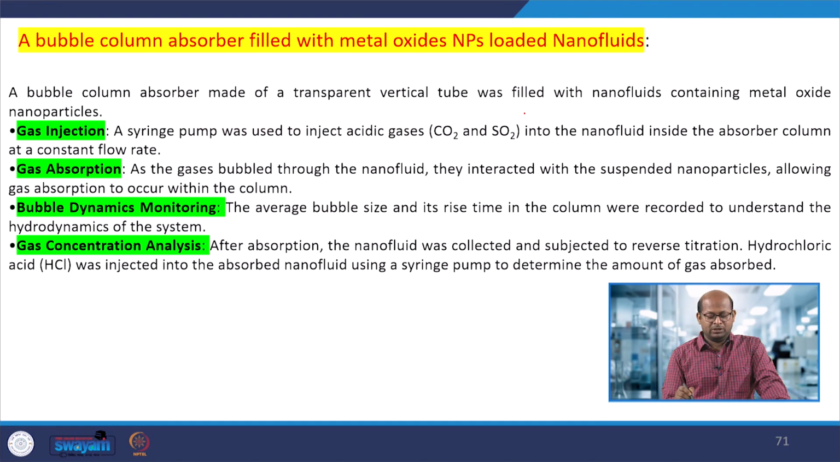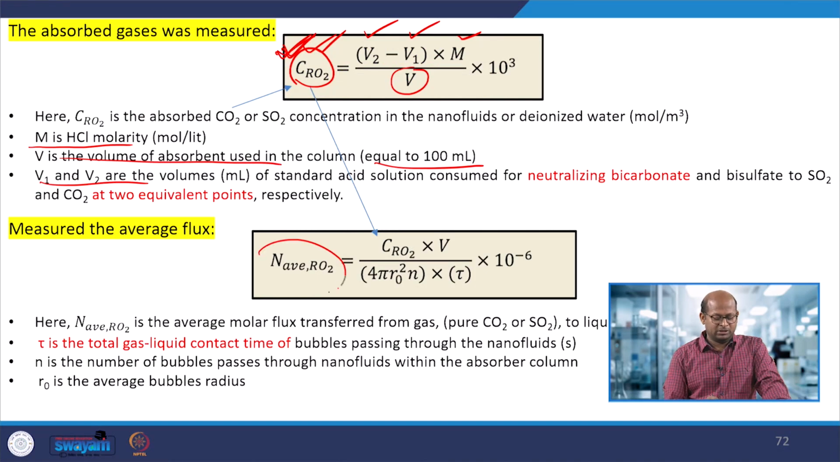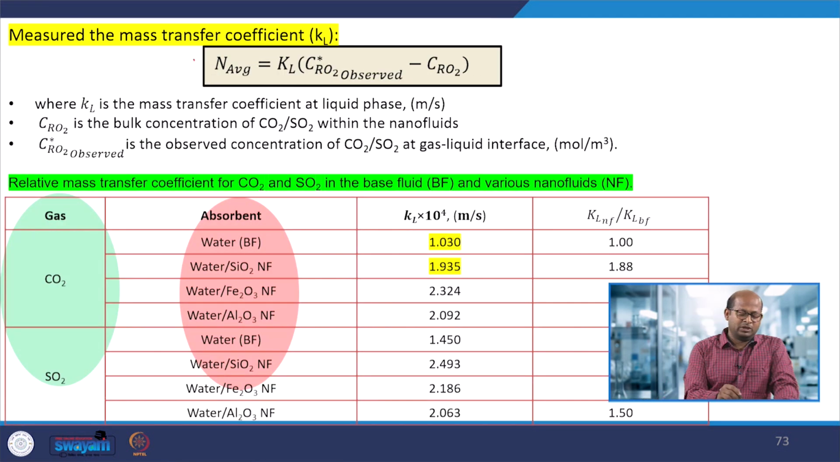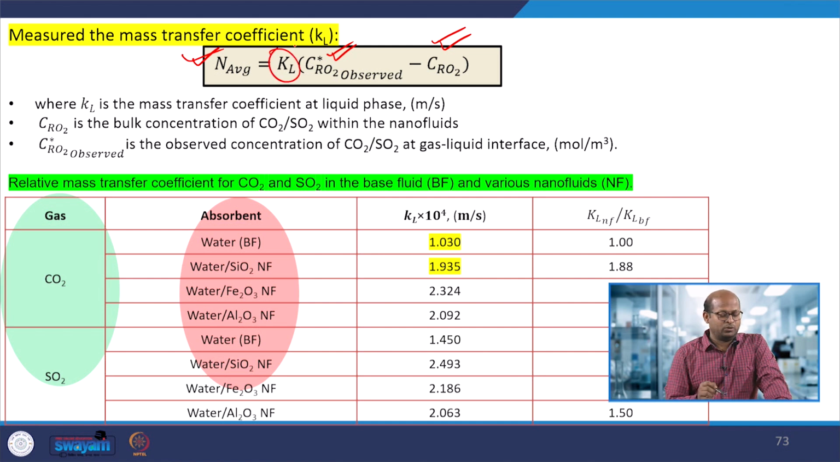Once we know the CO2 concentration, then we can find out the average flux of CO2, the rate of mass transfer from gas to liquid. So the concentration we can put, V you have to put, and the total number of bubbles passed through the nanofluid we know, and if you know the individual bubble radius, then the bubble surface area, the total surface area, and T is the time of contact. Then we can calculate the flux, and once we know the average flux, the bulk concentration and the interface concentration of that CO2, the mass transfer coefficient we can also find out.